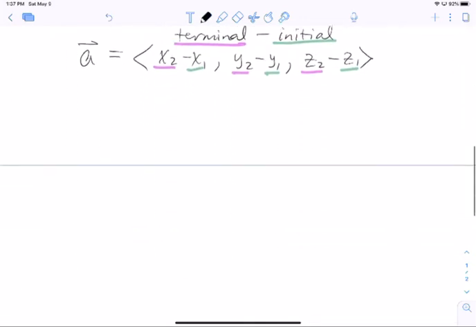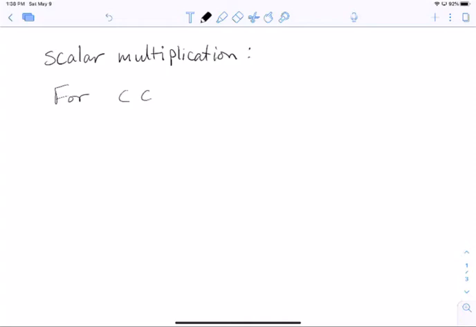Now we're going to consider some vector arithmetic. One operation we can perform is called scalar multiplication. If we let C represent a real number and A with an arrow over it be the vector, let's say that A has components A1, A2, A3. And by the way, by saying that, what I'm saying is this vector is in the space V3. V3 is the set of three-dimensional vectors.